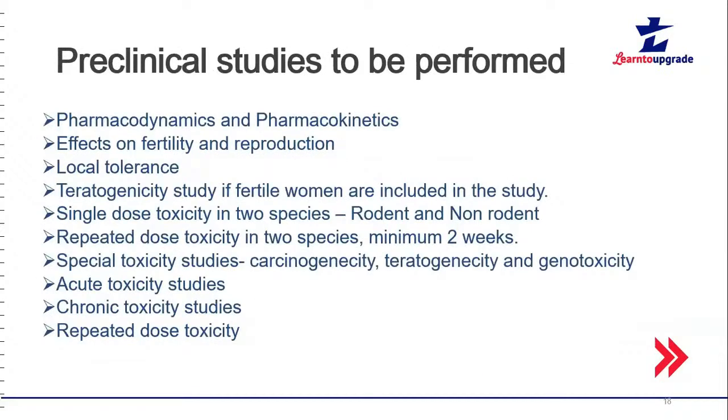Preclinical study to be performed. So we have all these tests which we need to perform. We do the pharmacodynamics testing, kinetics testing. We also check the effects on fertility and reproduction. Local tolerance is basically allergic-type testing of a product. Teratogenicity study, if fertile women are included, and definitely we are going to do a teratogenicity study. Single dose toxicity in two species, rodent and non-rodent.